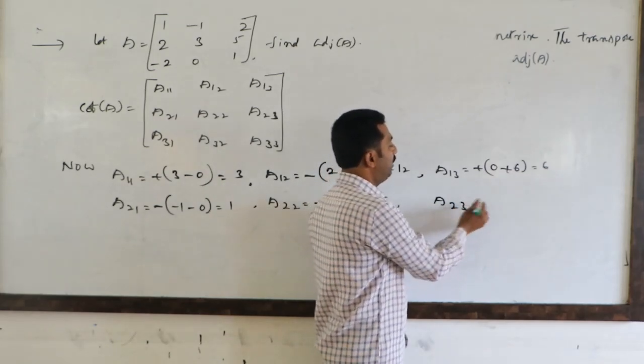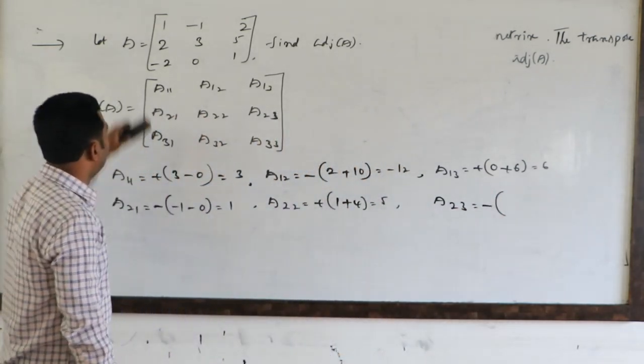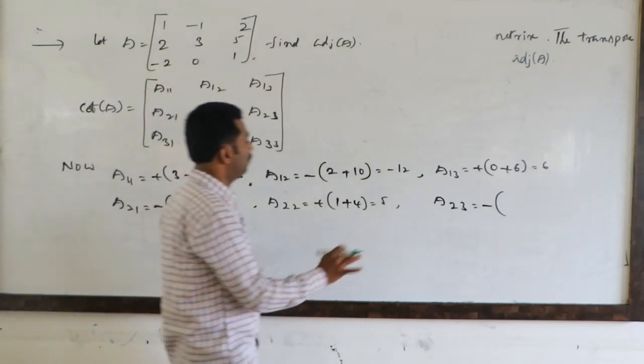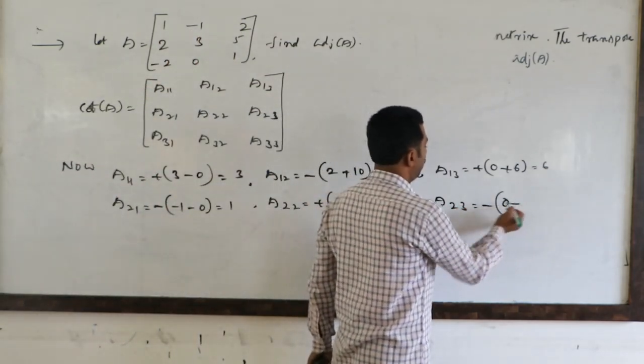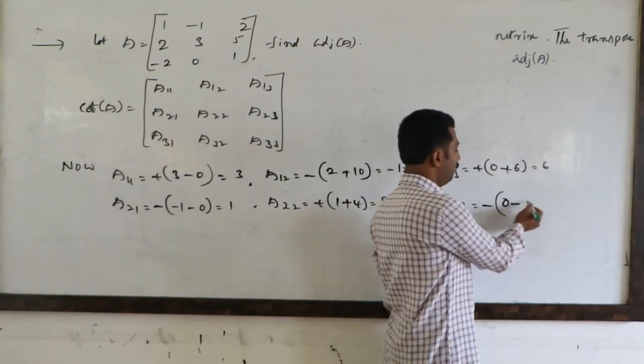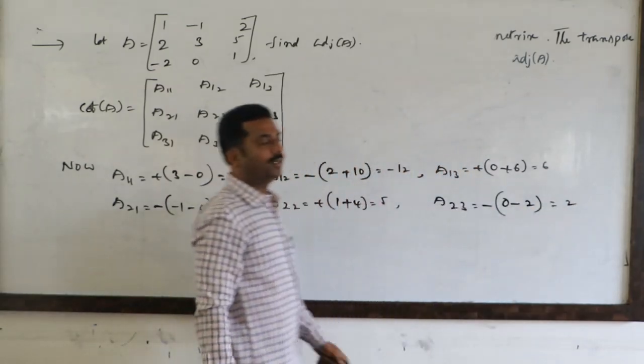Next, A23. 2 plus 3, 5. Odd number. Second row, third column you delete. 2 into 0, 0. Minus 2 into minus 1, plus 2. So this is plus 2 only we have to take.